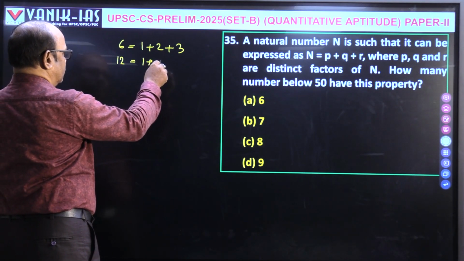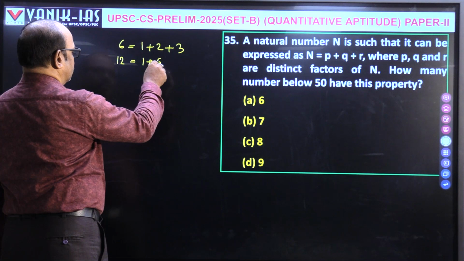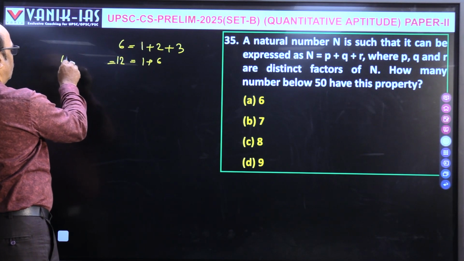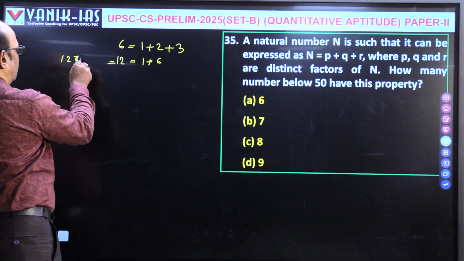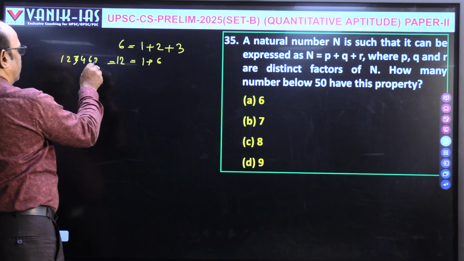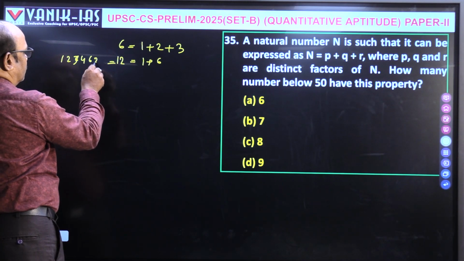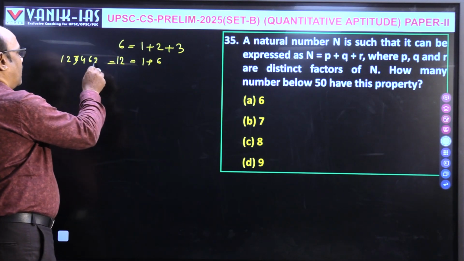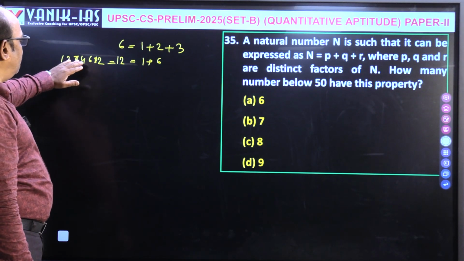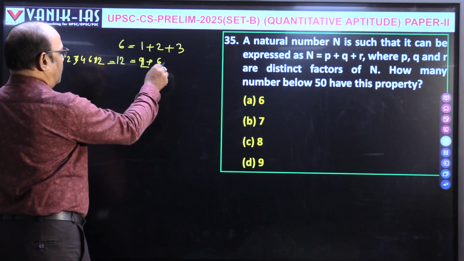For 12, the factors are 1, 2, 3, 4, 6. If these are the factors, by addition of these numbers it becomes 12. The number would be 6 plus 4 plus 2, right? 6 plus 4 plus 2 equals 12.